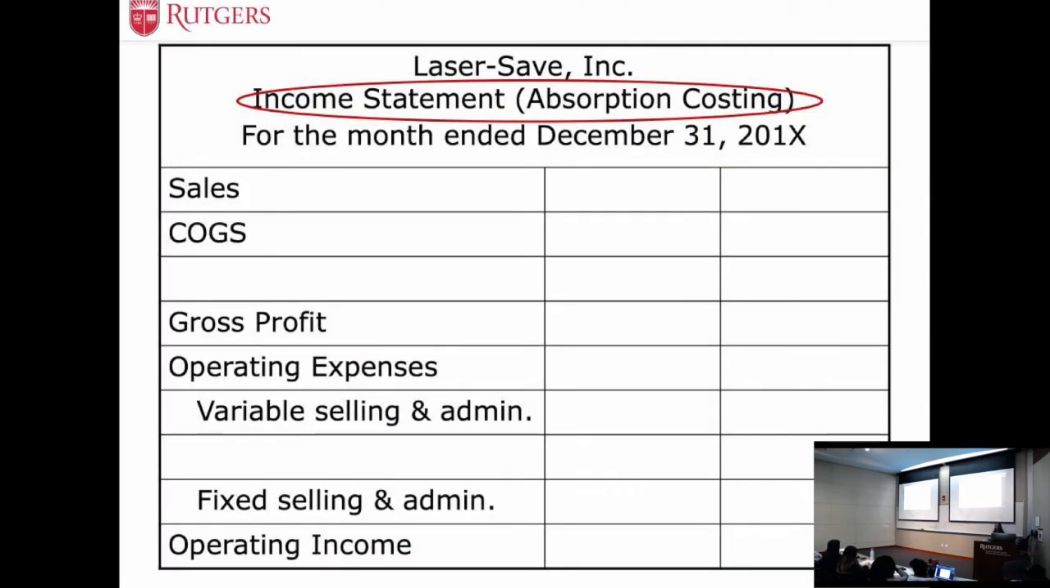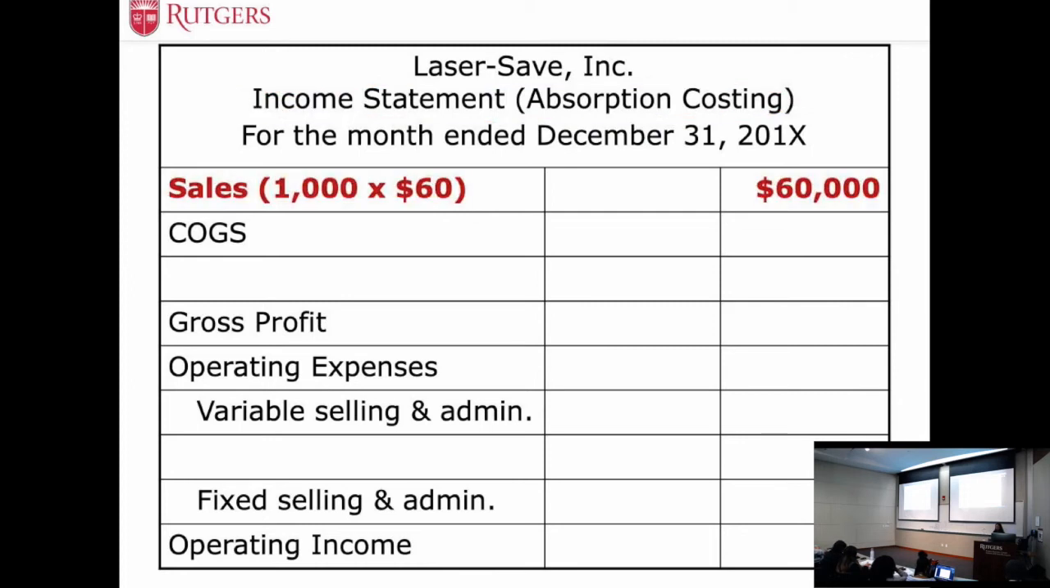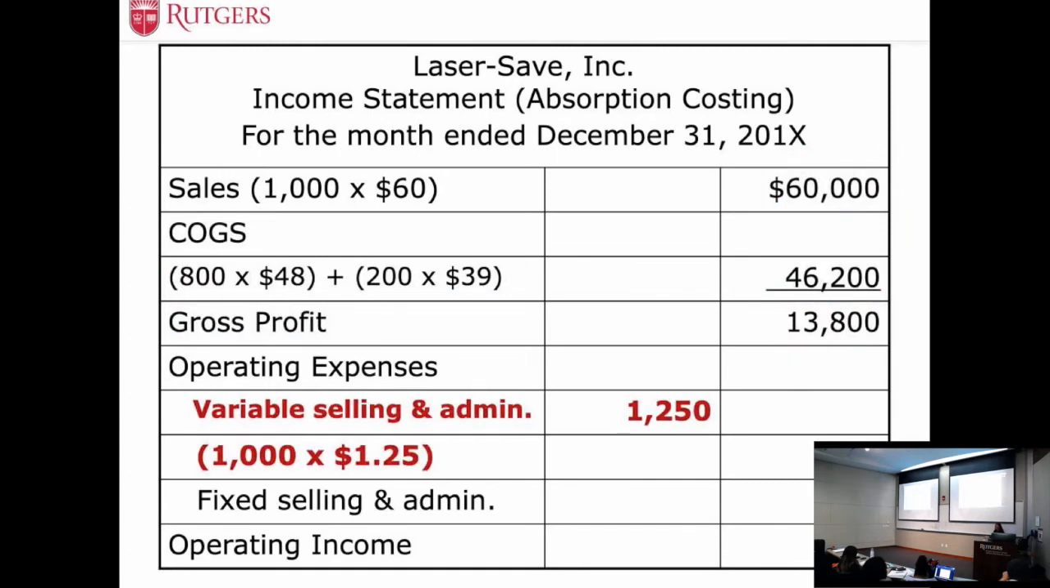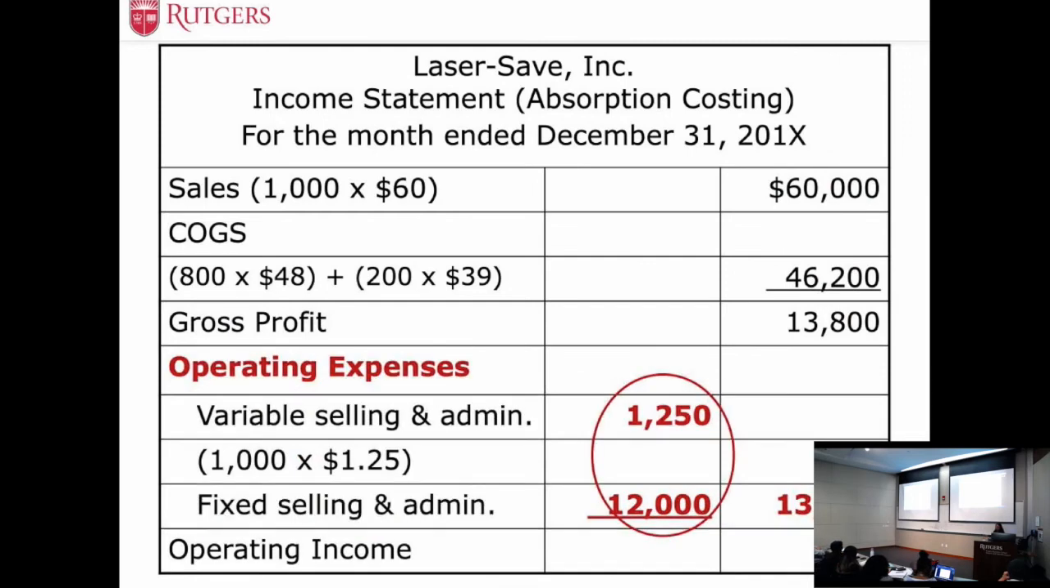Now if we are going to calculate the operating income under absorption costing, we just need to follow the routine. The sales revenue is 1,000 multiplied by the $60 price. And the cost of goods sold we already calculated, which contains two components: the 800 units that we made and sold in December, and the 200 units that were left from November. Now we calculate the gross profit, and then we take the S&A from the gross profit.